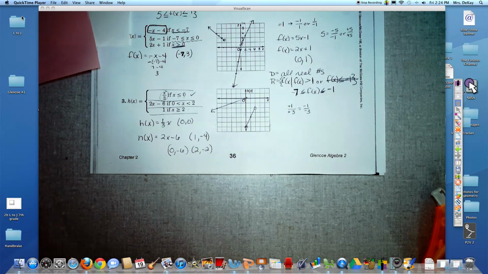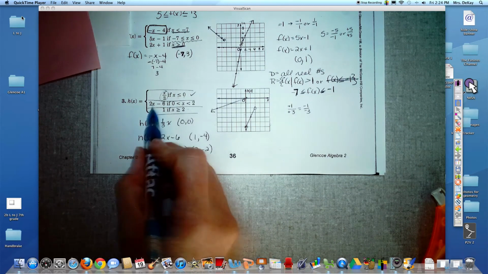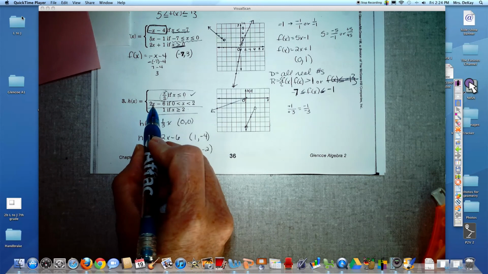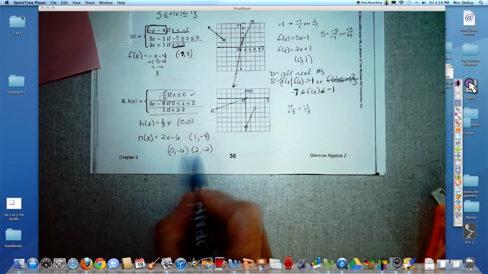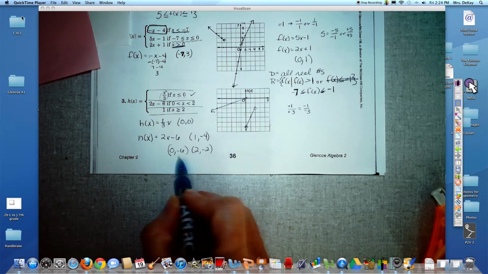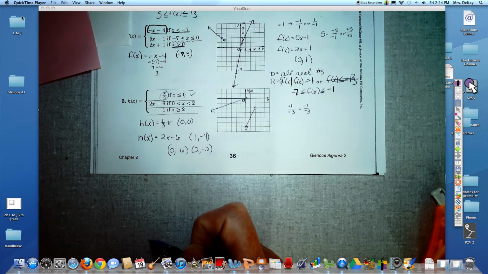How did you get the 2, -2? I put this 2 in right here. Oh, so you tried both of them? Yeah, I put both of them in. Those are going to be the endpoints of my segment. And there you have it. So when you have things like that, you have to put in both.